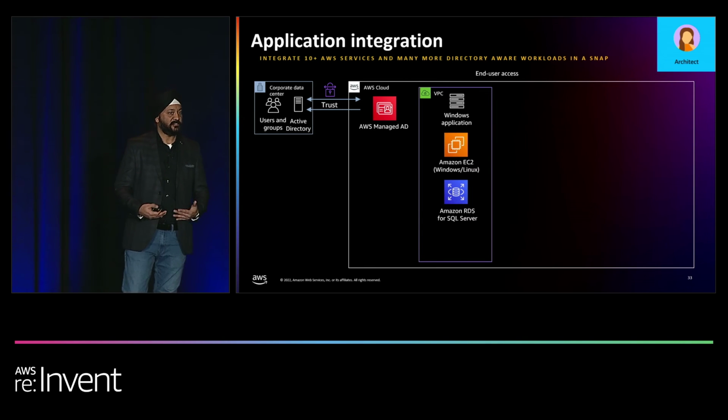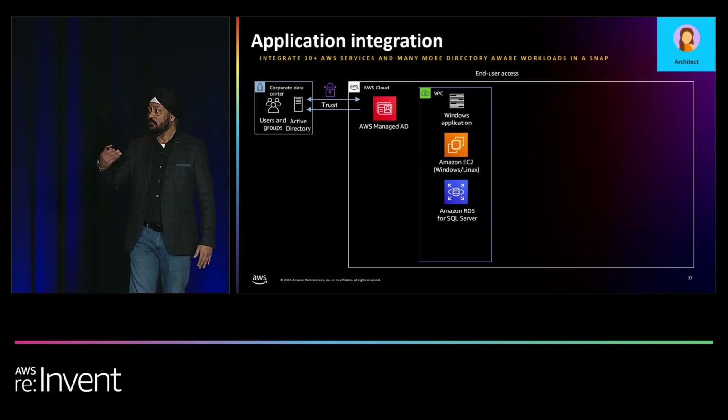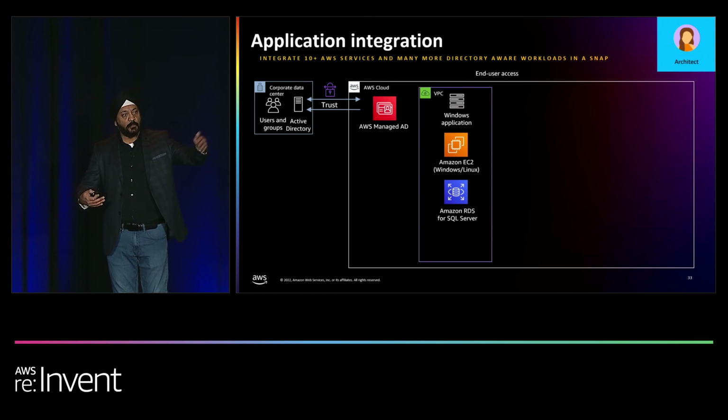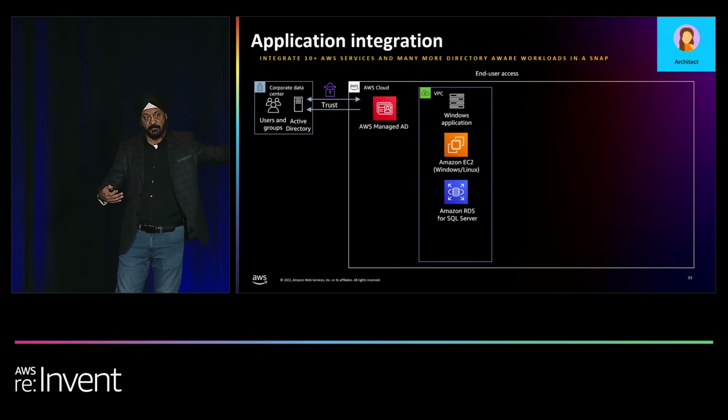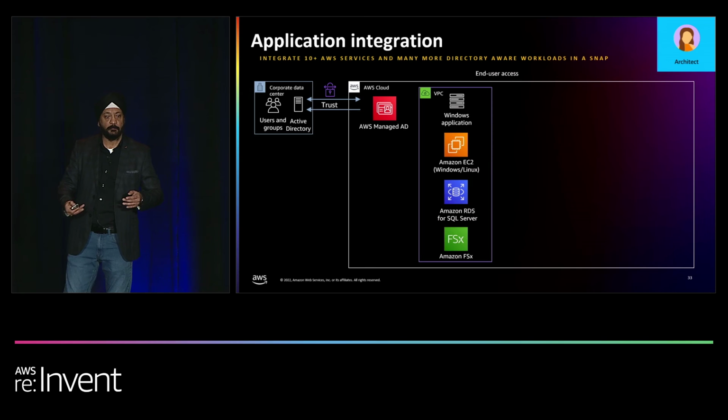You're using RDS services that need Active Directory authentication so that the user's password, which is sitting in your enterprise AD, they don't have to change the password. They can seamlessly log in using the same password through the trust mode with AWS Managed AD and log into RDS services or EC2 compute services.